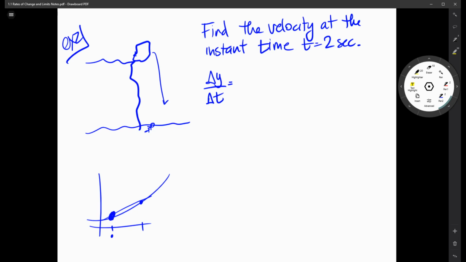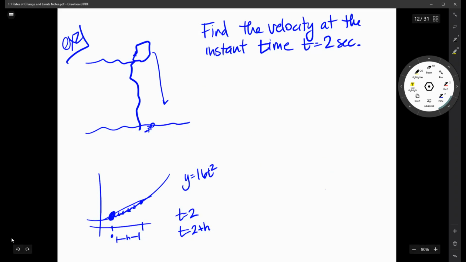So maybe we can think about this as if this second point were actually so close to the first that they were on top of each other. So close that maybe the distance between the two of them, I'm going to use the letter h here, is practically nothing. So how about we try that? So maybe we look at a situation where we have one point in time, t equals 2, the second point in time, t equals 2 plus h, and see what happens as we look at h going to 0.